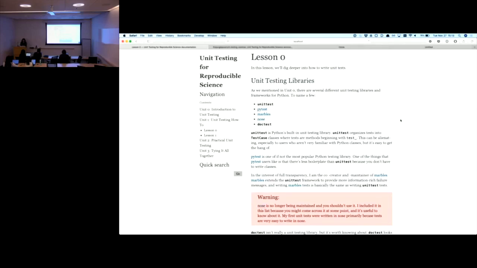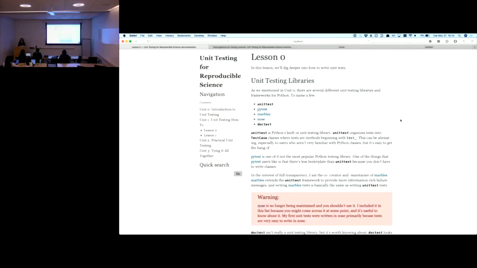We probably don't need to talk about unittest more than we already have, but one of its big advantages is that it's built into the Python standard library. It organizes test methods into classes, which can be alienating for people, but it is pretty easy to get the hang of it.